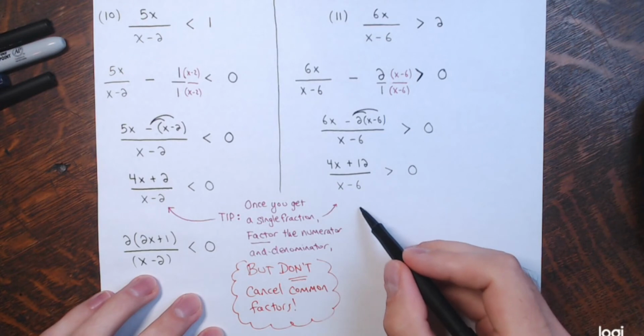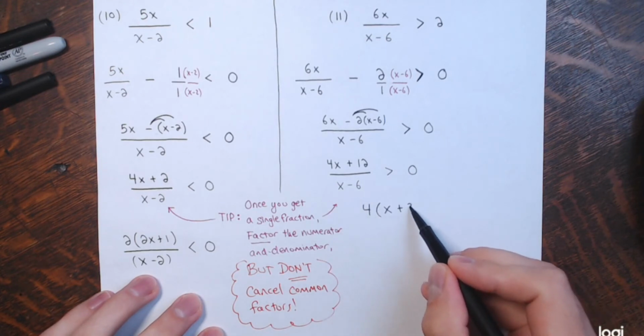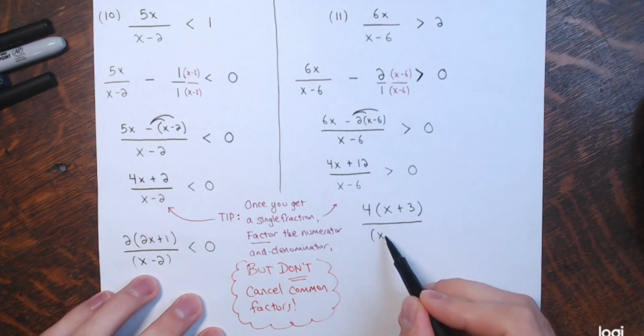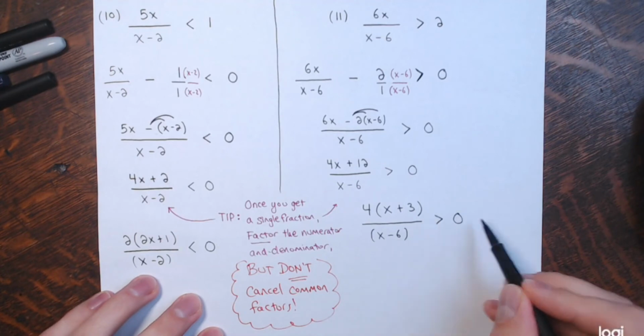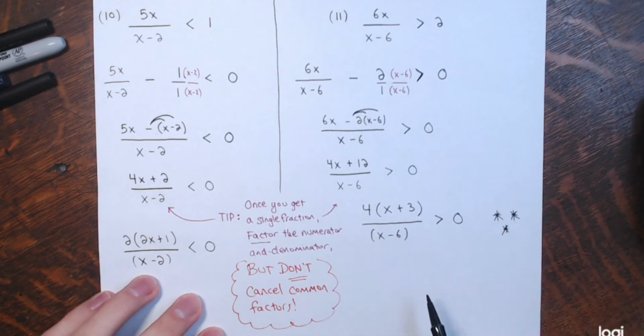And the numerator can factor to 4 times the quantity x plus 3. And the denominator is simply x minus 6. Right? That doesn't factor any further. And then we have is greater than 0. And this is the inequality I'm working with right here. I'll put some stars next to it.